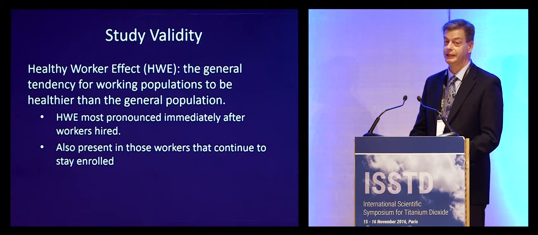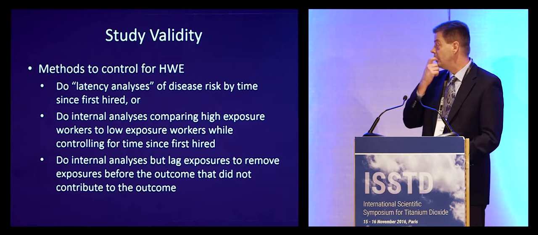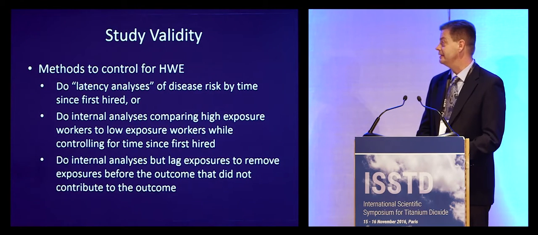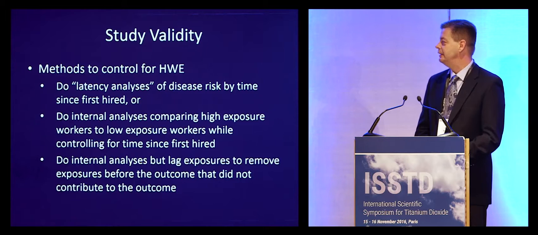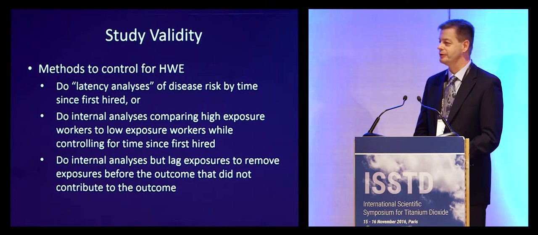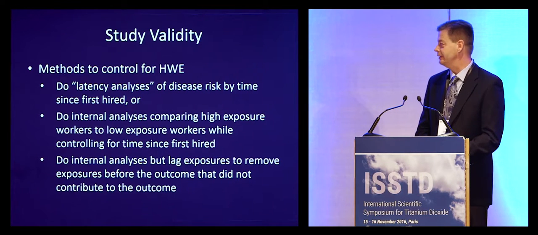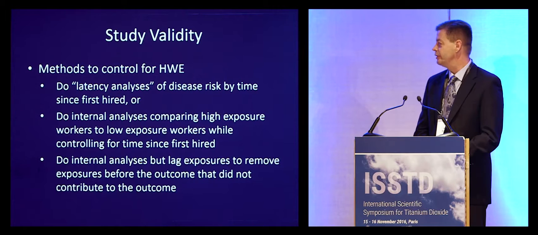There are a couple of ways to look at this in the analysis. One is to do a latency analysis looking at disease risk by time since first hired. There's lots of evidence that the healthy worker effect that affects workers right at their hire date goes away after about 10 years. So if you're following people a long period of time, then this bias is lessened. You can also do internal analysis, comparing high exposure workers to low exposure workers. This way you're only looking at people who are working. You're not worried about the people who aren't working. You control for time since first hired in these analyses.